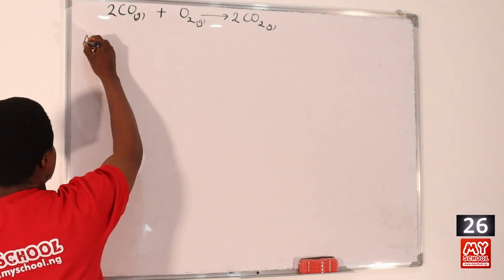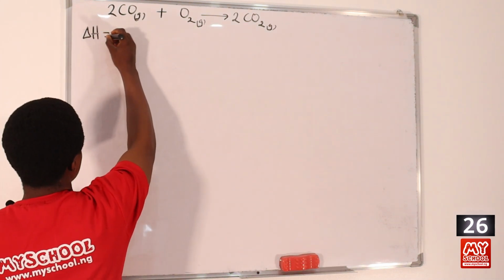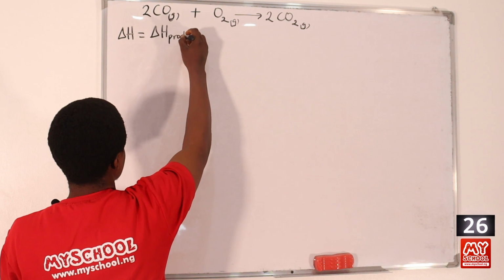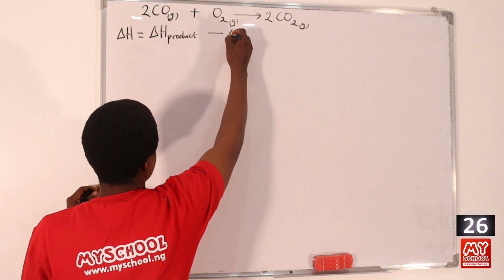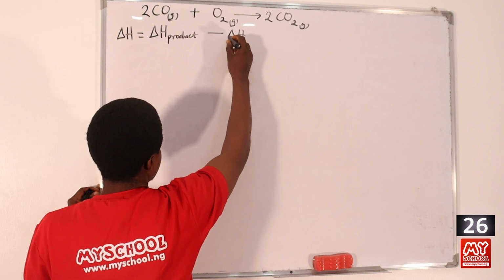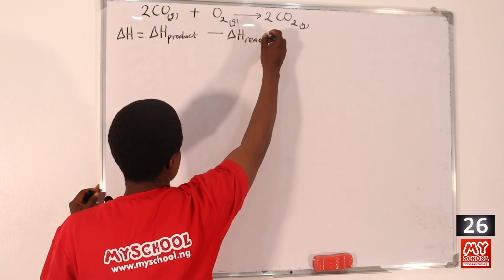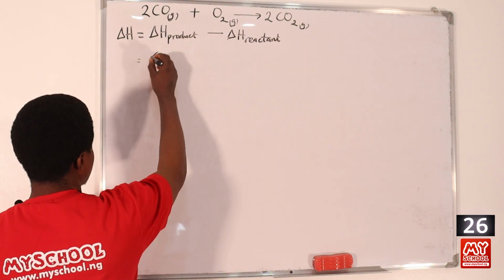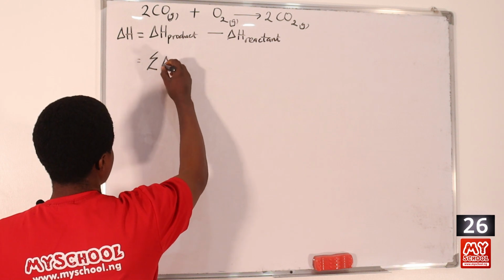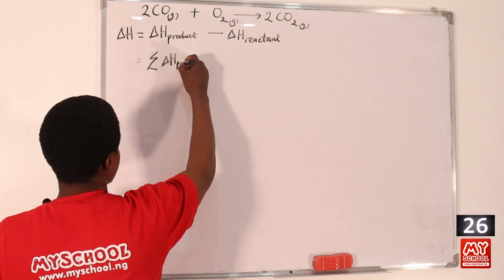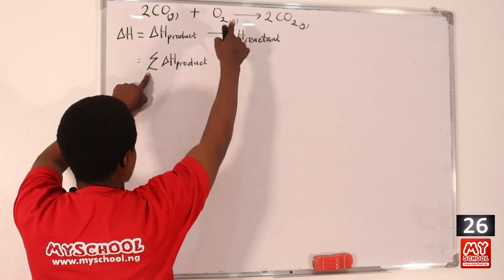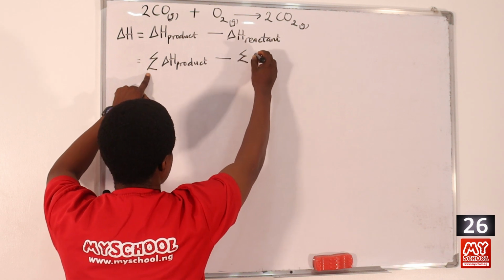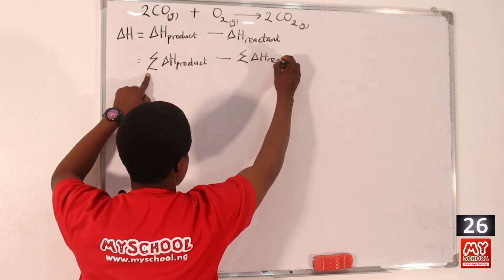The enthalpy change is supposed to be the enthalpy change of products minus the enthalpy change of reactants. In some cases it's possible for us to have more than 1 product, so I would like to have it as a summation, though in this case we have just 1 product. Then we have 2 reactants on that side, so it's the summation of the change in enthalpy of the reactants.